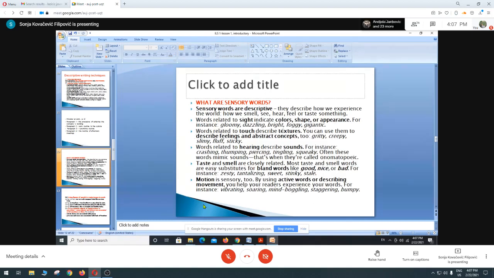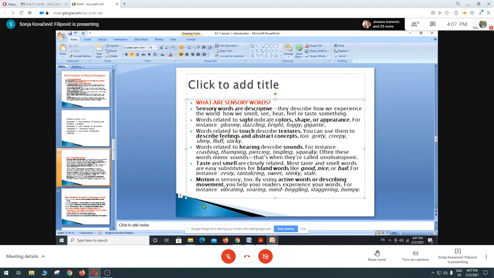Words related to touch we use to describe feelings and abstract concepts: gritty, creepy, for example, a creepy feeling, right? Slimy, a slimy person, right? Onako ljigava. Fluffy, sticky. Words related to hearing describe sounds, for example, a crashing thunder, right? Thumping, a piercing noise, onako koja probada. Tingling, squeaky, like a mouse, right?